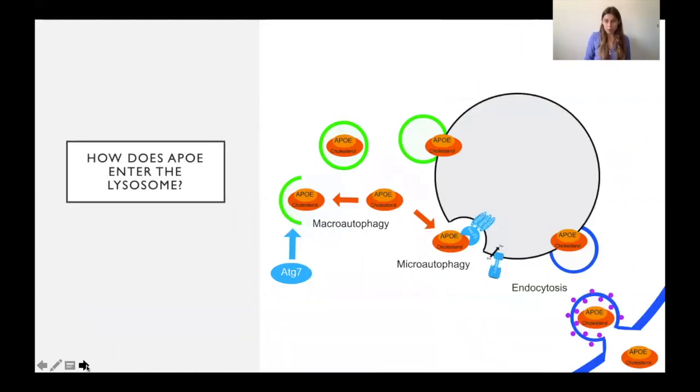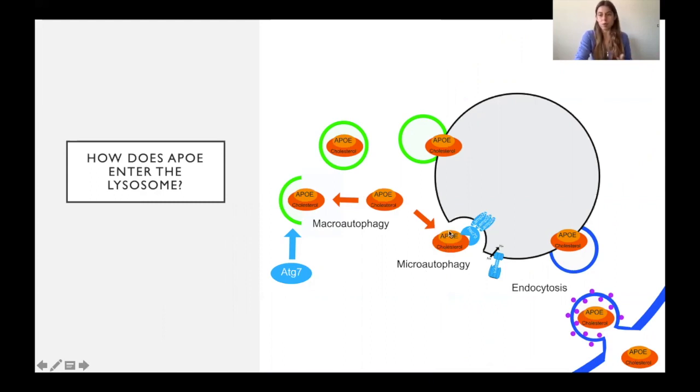There are several types of autophagy. One is macroautophagy, in which proteins get wrapped up by a membrane, and then that membrane fuses with the lysosome. Another type is called microautophagy, in which the cytosolic proteins enter the lysosome directly.